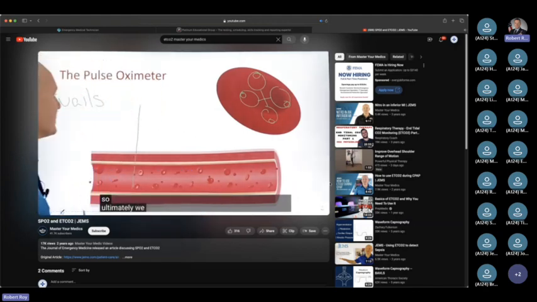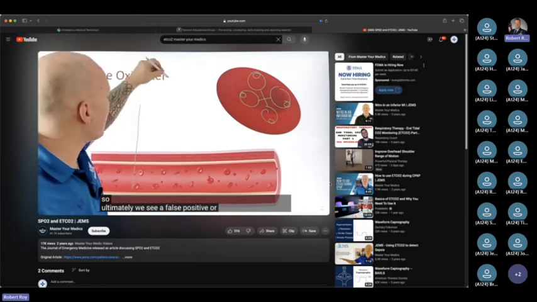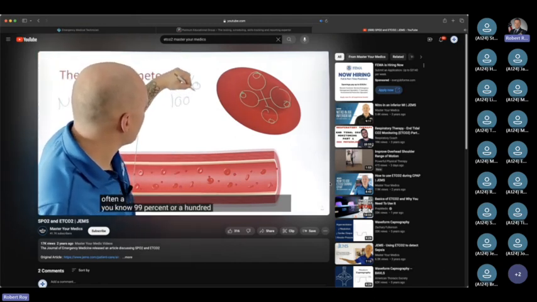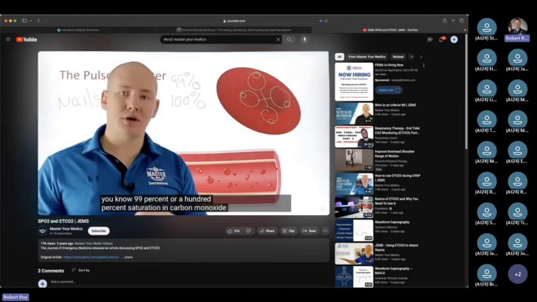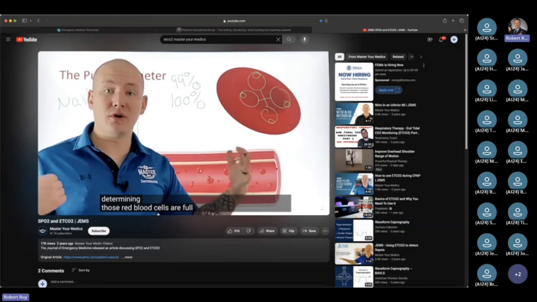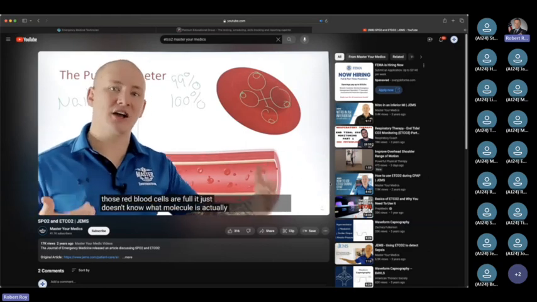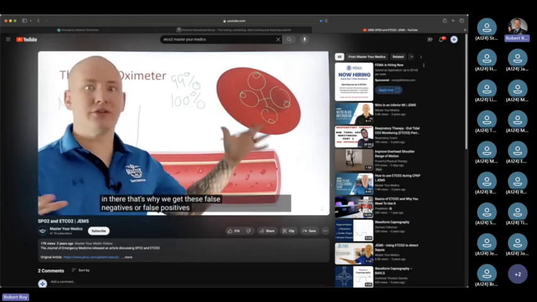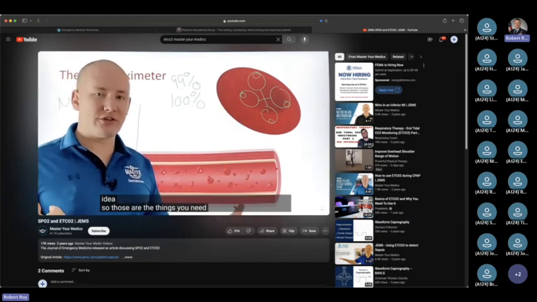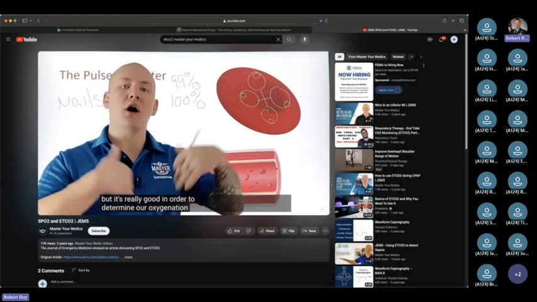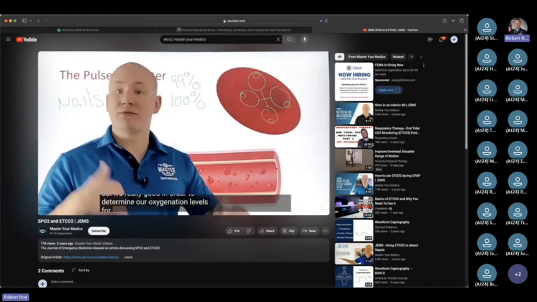So ultimately, we see a false positive, or often a 99% or 100% saturation in carbon monoxide, because the infrared light is determining those red blood cells are full. It just doesn't know what molecule is actually in there. That's why we get these false negatives or false positives. So those are the things you need to look at when it comes to SpO2, but it's really good in order to determine our oxygenation levels for our patients.